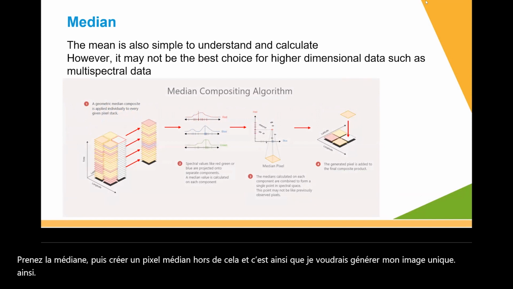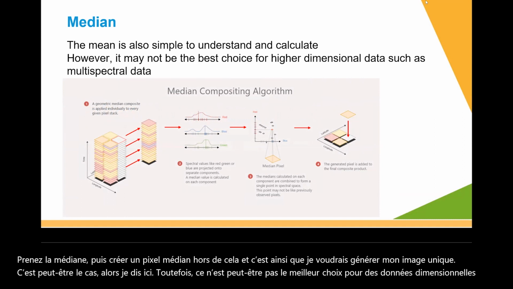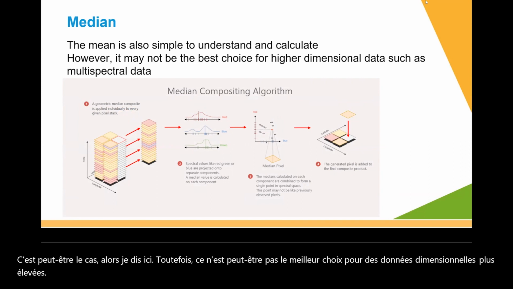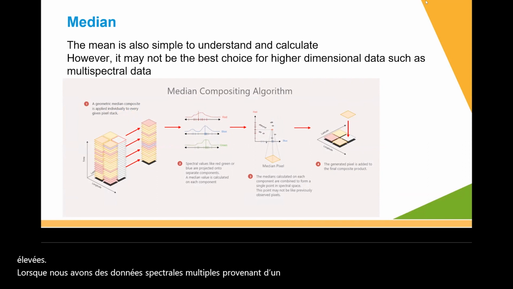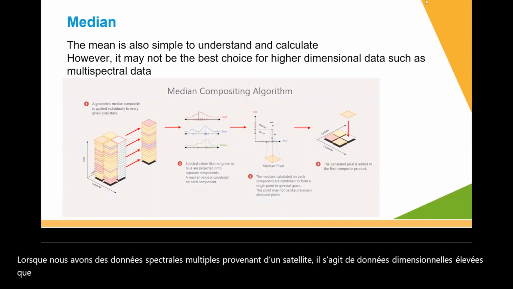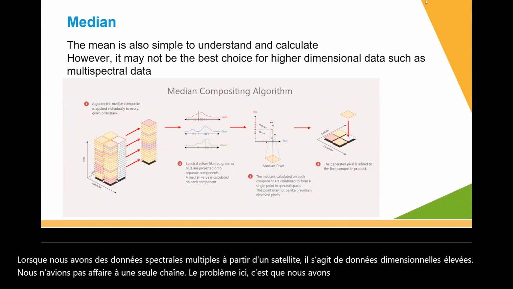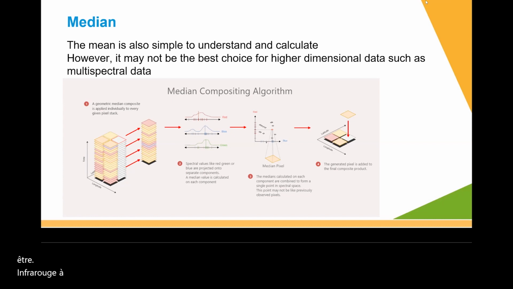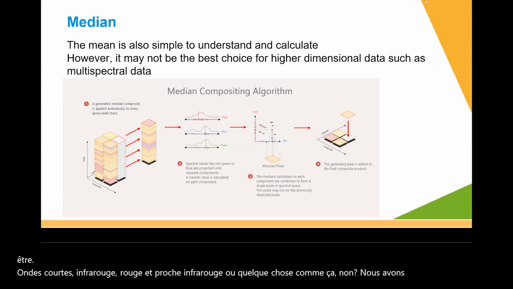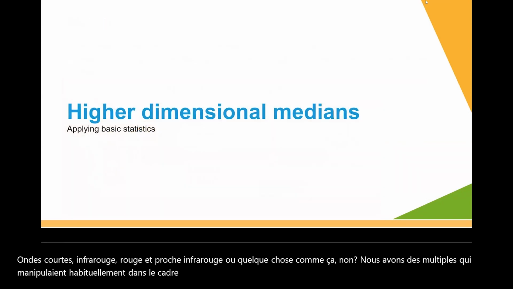I say here, however, this might not be the best choice for higher dimensional data. And when we have multispectral data from a satellite, this is high dimensional data. We're not dealing with just one channel. The problem here is that we have these 3 channels, red, green, blue, or perhaps shortwave infrared, red, and near infrared, or something like that, right? We have multiples that we're usually manipulating as part of our analysis. So what is a better choice for this?